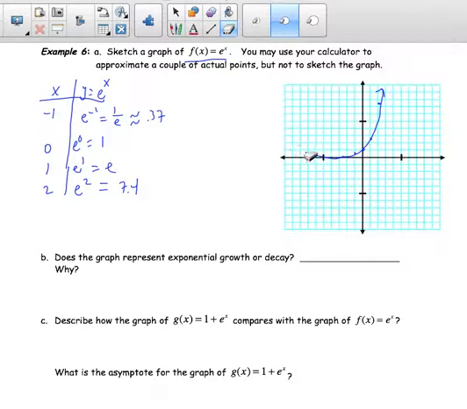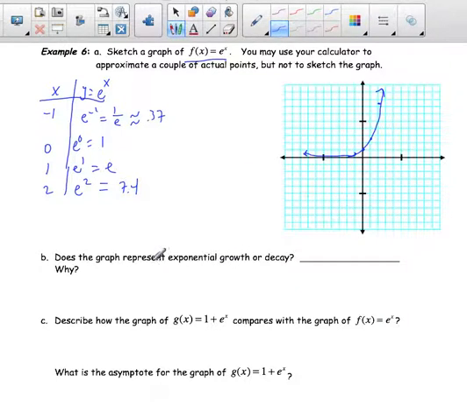Let me fix this for a second because the graph does not go beneath the x-axis. It's a little hard to draw on the tablet. So this graph is going to have a horizontal asymptote at y equals 0. So it's going to get closer and closer to the x-axis but never touch it.